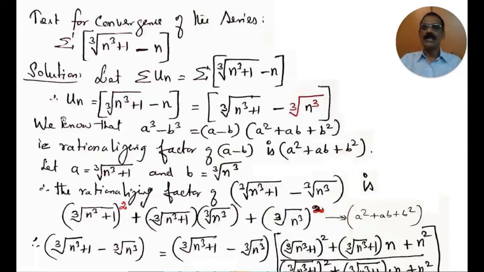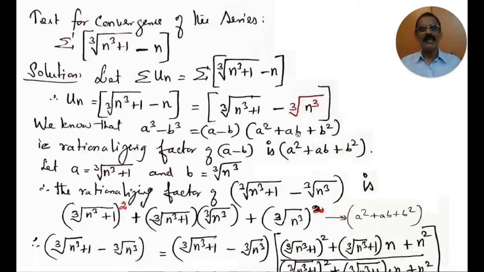Therefore, since un is of the form a minus b, if we take the first value, cubic root of n cubed plus 1, as a and the cubic root of n cubed as b, then this will be of the form a minus b. But we know that the rationalizing factor of a minus b is a squared plus ab plus b squared. Or the rationalizing factor of a squared plus ab plus b squared is a minus b.